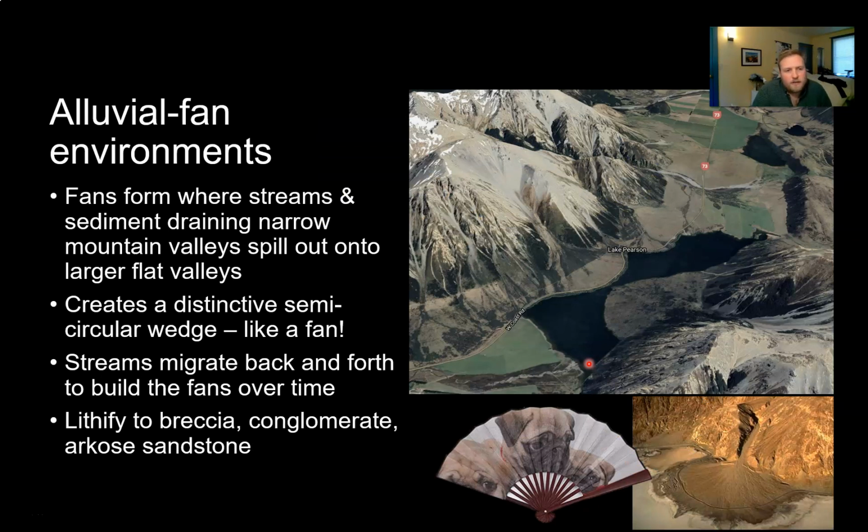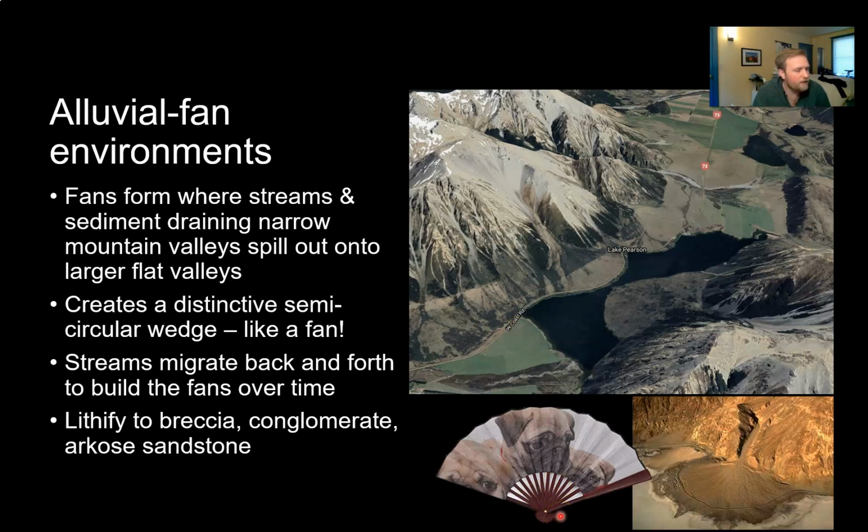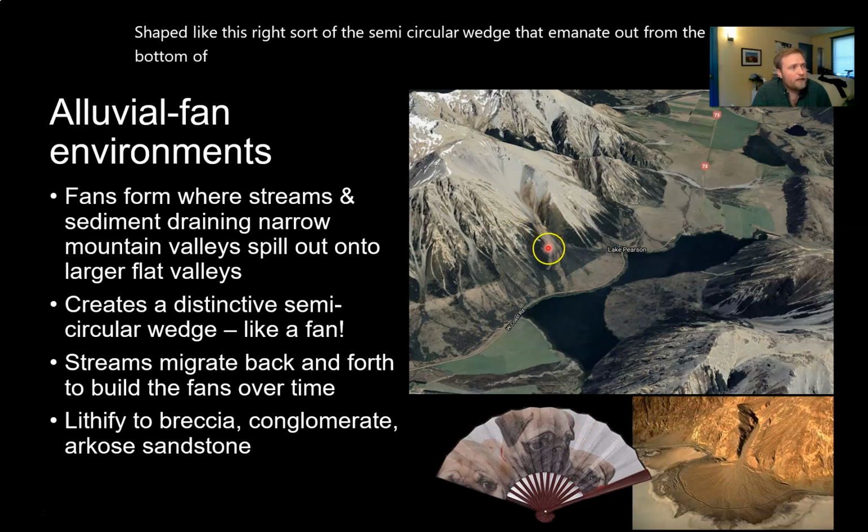Okay, so the next sort of high slope environment are alluvial fans. And alluvial fans are fan-shaped, right? So I found the weirdest example of a hand fan that I could find, and it's this really ugly fan. So fans are literally shaped like this, right? Sort of this semi-circular wedge that emanates out from the bottom of a steep, narrow mountain valley, and sediment is being deposited out on the landscape below.